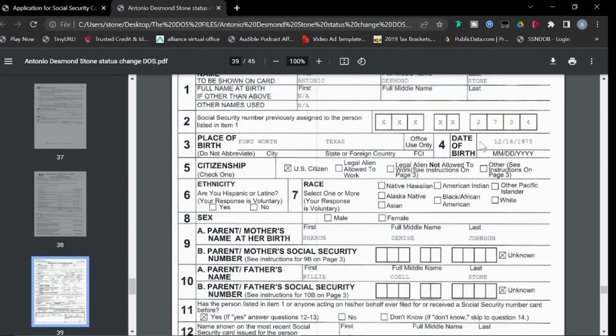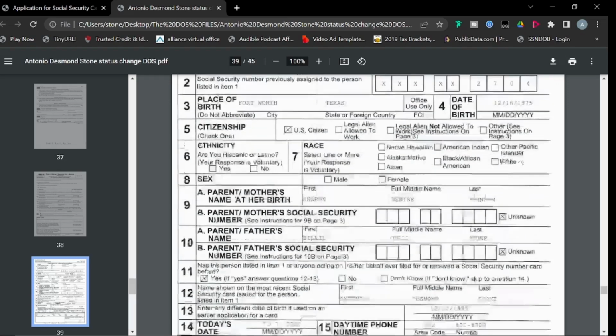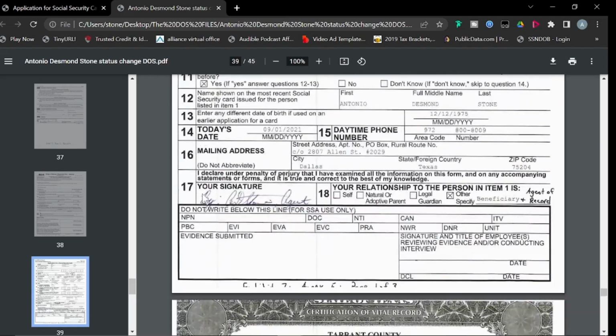What they're saying is, no, we're not going to give you a physical card, on behalf of that all caps, unless you put the 12/12/1975 there. Because down here, I'm still beneficiary agent. I still have this there. So they can't change my status. I'm signing for it. That's who I am. You see what I'm saying?